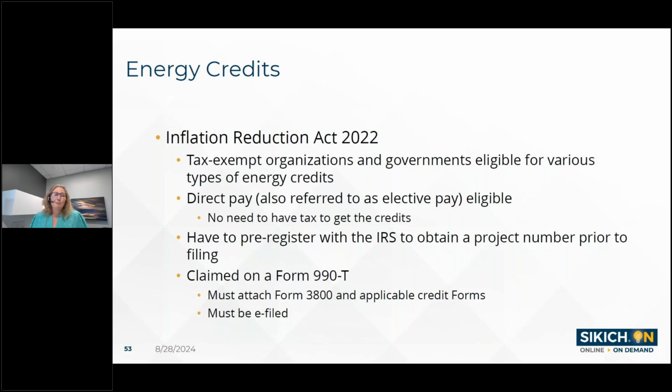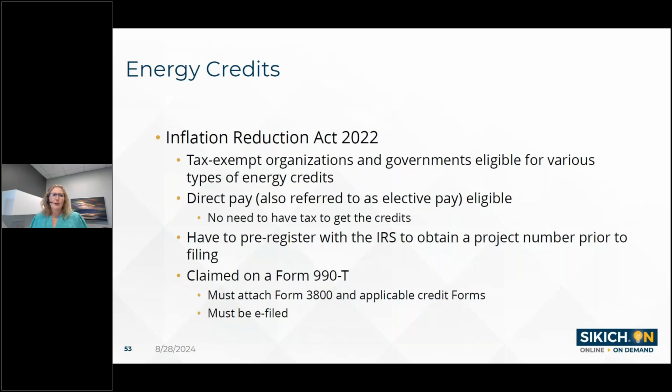The also probably even bigger news item is that they call it elective pay eligible or direct pay eligible, meaning that you are able to get this credit directly. You don't need to have any tax due in order to get this credit, which is the case with a lot of other credits. So I think the tax exempt world just really needs to be aware that this is out there and that this is not something where you say, oh, we don't have any taxable income, I'd never be able to offset our tax. This really is just, there's a direct pay option here.